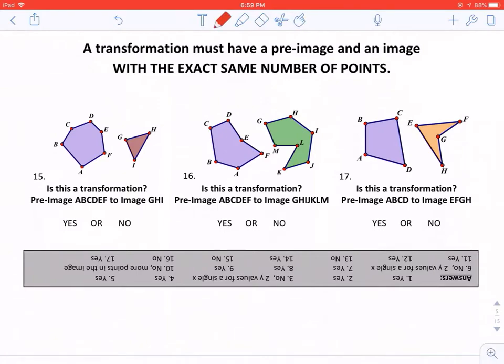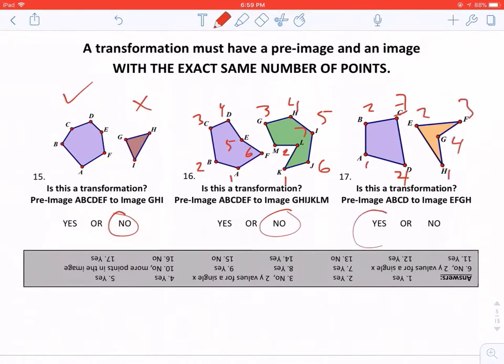Number 15. Is this a transformation? No. There are more points here than there are here. 16. Is this a transformation? I don't know. There are so many points. Let me count them. 1, 2, 3, 4, 5, 6. Well, that green little fella better have 6. 1, 2, 3, 4, 5, 6, 7. No, not a transformation. Number 17. 1, 2, 3, 4. Let's go look at the image. 1, 2, 3, 4. Transformation.